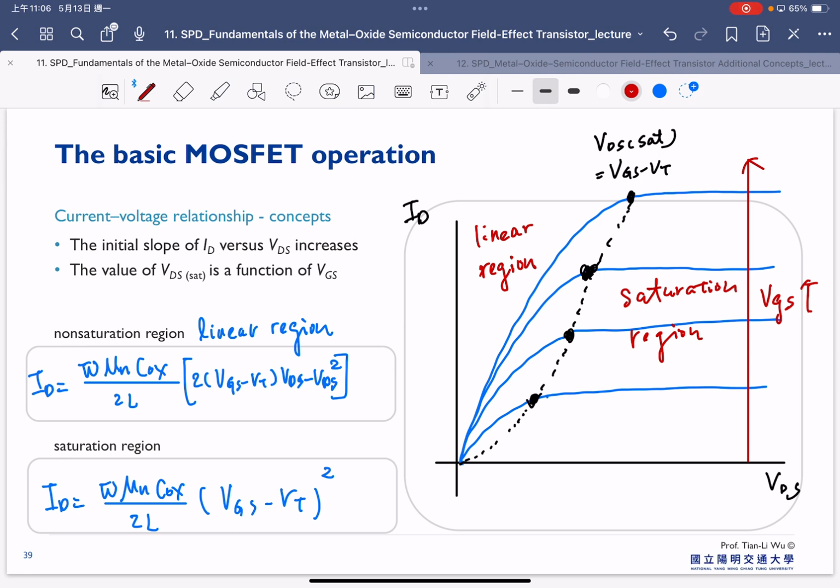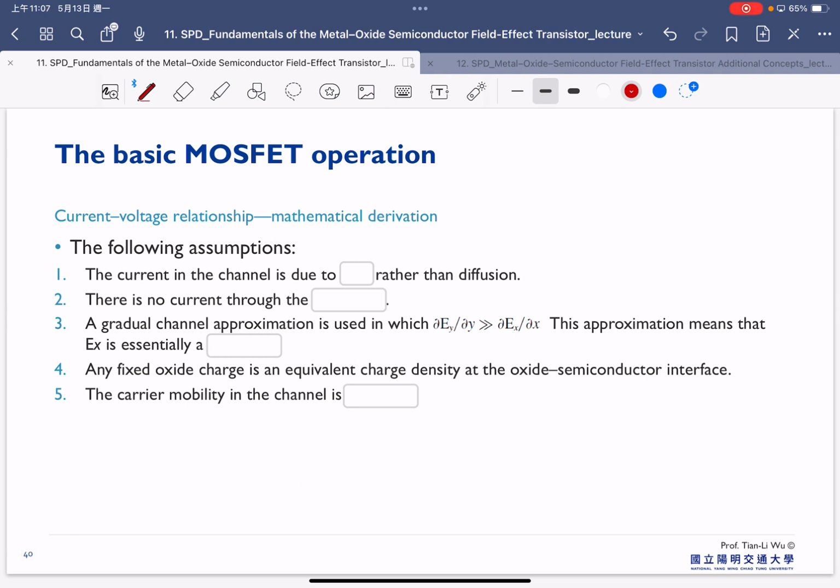So now we will start to derive the mathematical equations shown here, and therefore we have some assumptions. The first one: the current in the channel is due to drift rather than diffusion. And there's no current through the gate oxide. A gradual channel approximation is used, which, as shown here, means that the E-x is essentially constant. Any fixed oxide charge is an equilibrium charge density at the oxide-semiconductor interface. The carrier mobility in the channel is constant as well. So these are the assumptions that we use to derive the current-voltage equation.